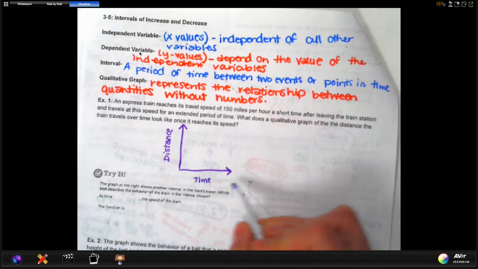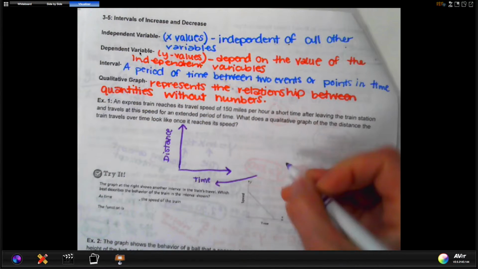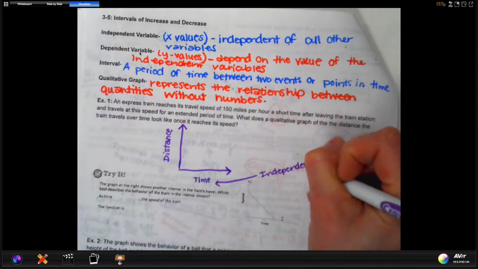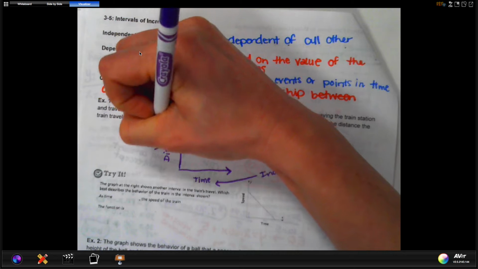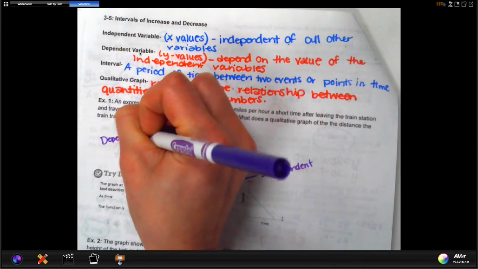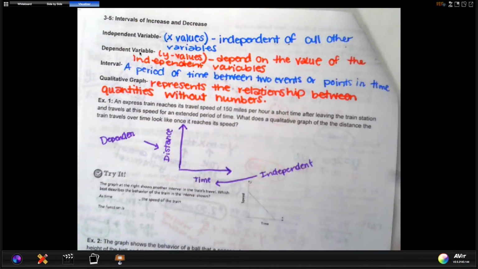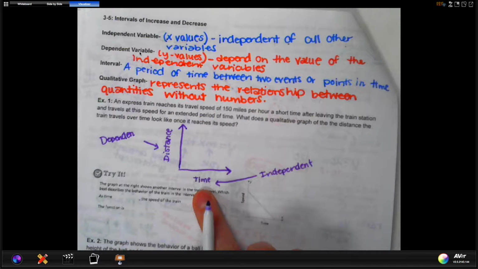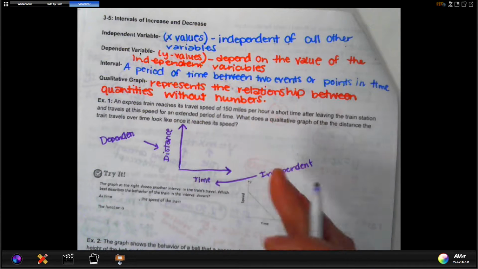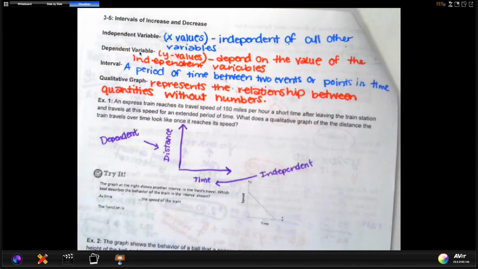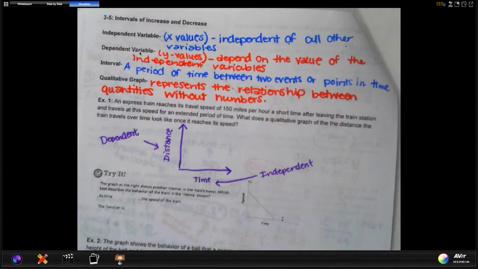So time is going to be our independent variable, and distance is going to be our dependent variable, because the distance that the train travels is going to be dependent upon how long it travels. Okay, so now what we're going to do is just talk about what this means.